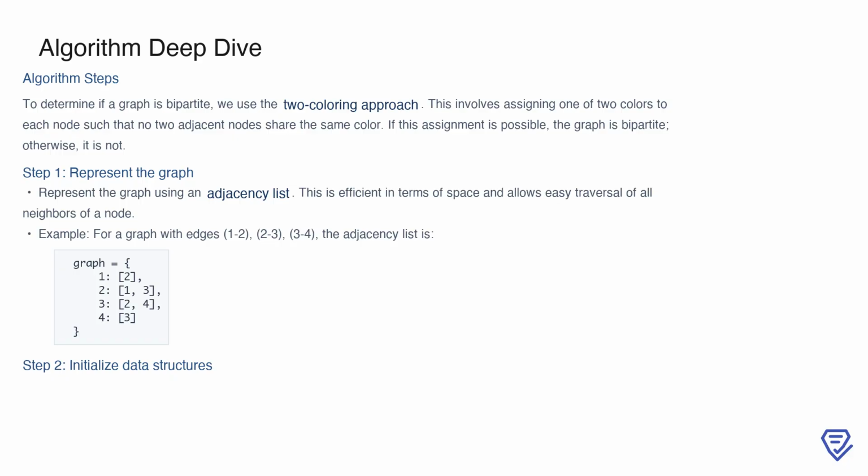The first step in this process is representing the graph. We use an adjacency list for this purpose, as it provides an efficient way to store the graph while allowing quick access to the neighbors of any given node.